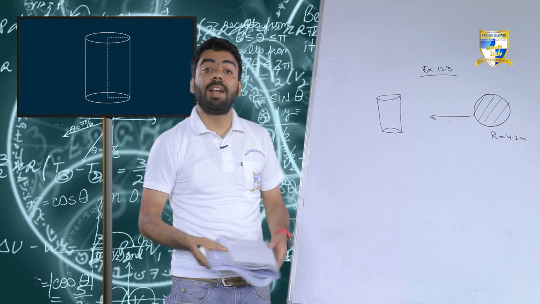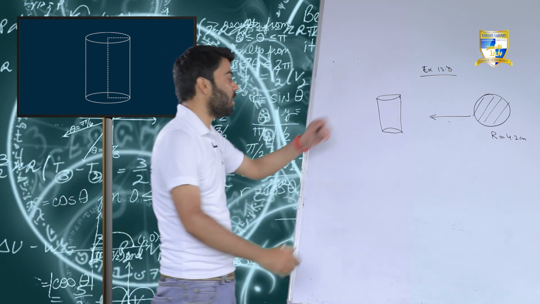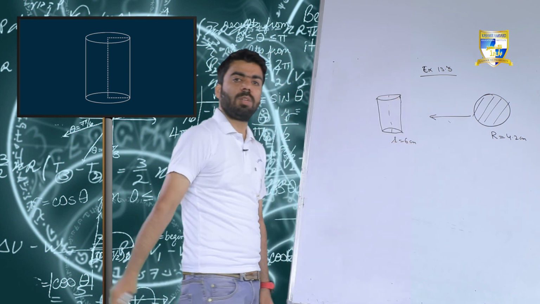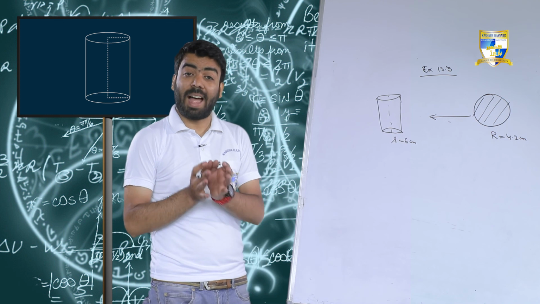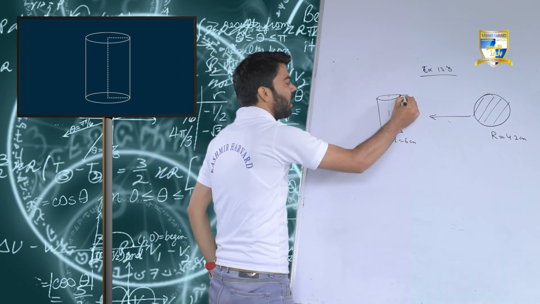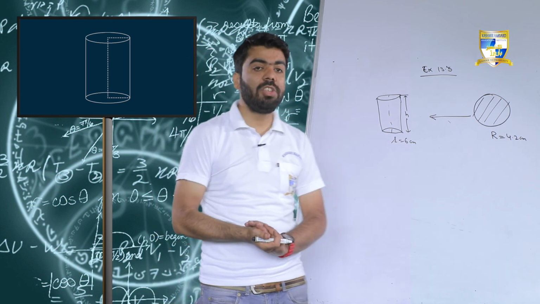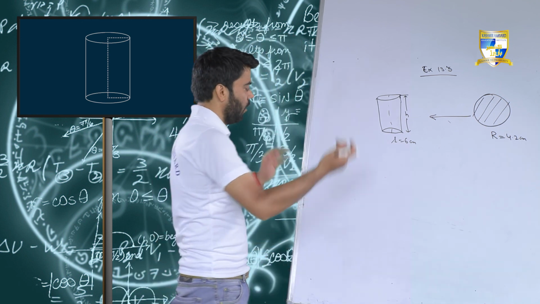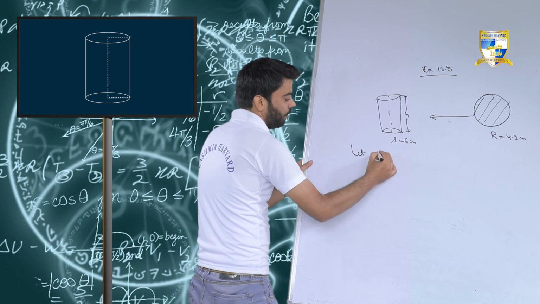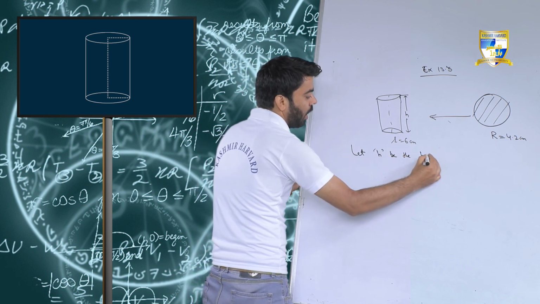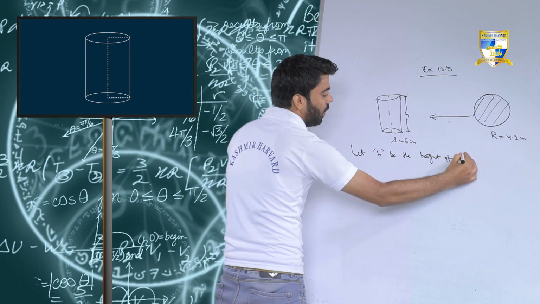Into a cylinder of radius 6 centimeter. The radius of the cylinder is given. What we are supposed to find? We are supposed to find the height of the cylinder. So we write simply, let the height of the cylinder be equal to h centimeter. Let h be the height of the cylinder.